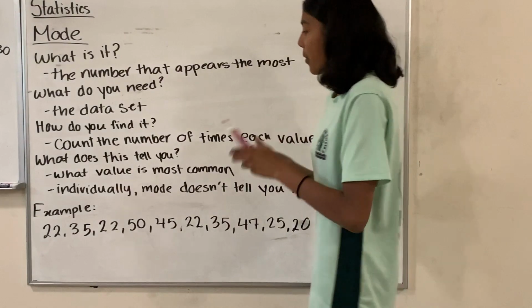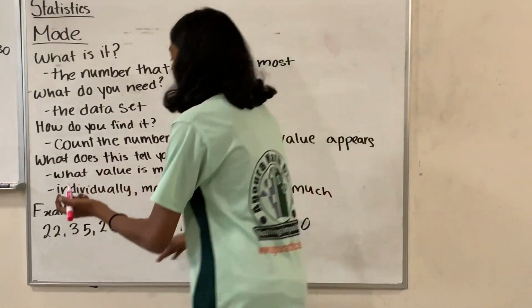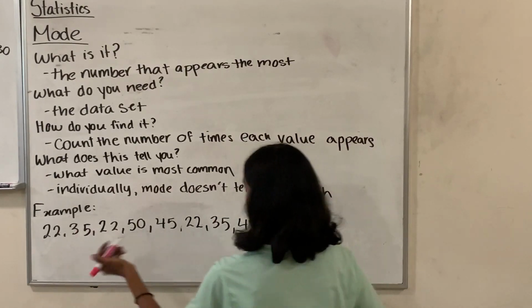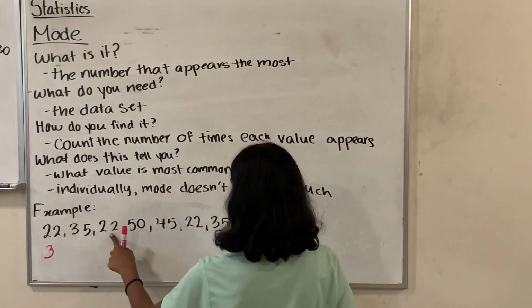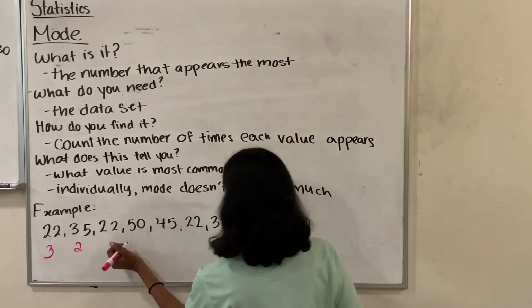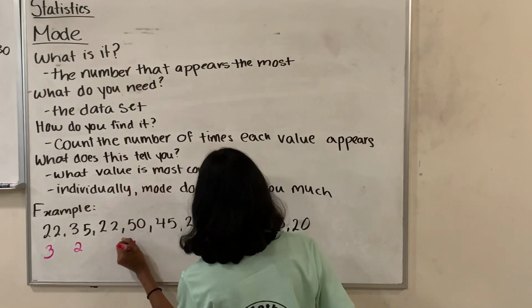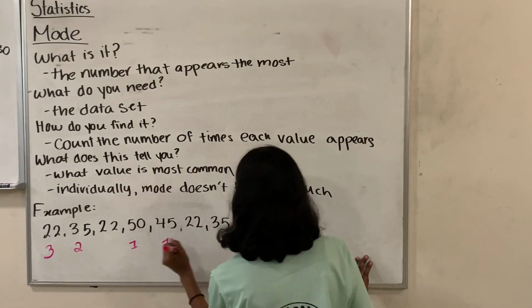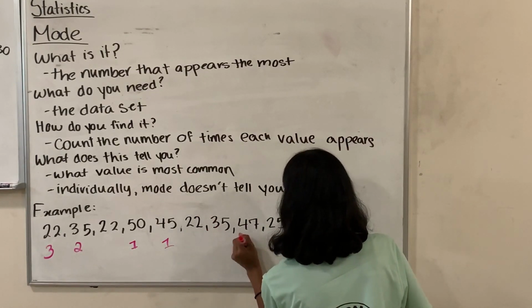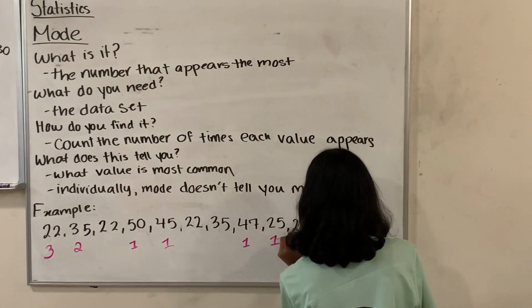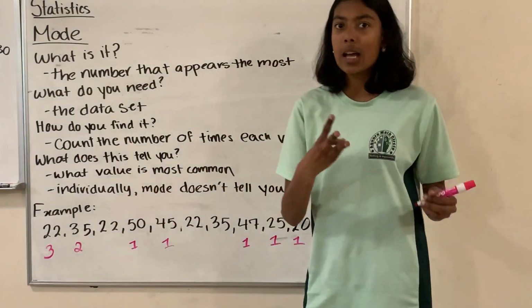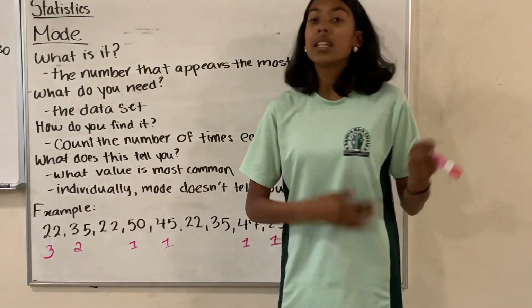So let's try an example. We have the same data set as before. Let's start off with 22. Let's count how many times it appears. There's 1, 2, 3 times. 35 appears 1, 2 times. 22 we already did. 50 appears once. 45 appears once. 22 we already did. 35 we already did. 47 appears once, 25 appears once, and 20 appears once. So when we look at this, 22 appears 3 times, which is greater than 2 and 1, meaning that 22 is our mode.